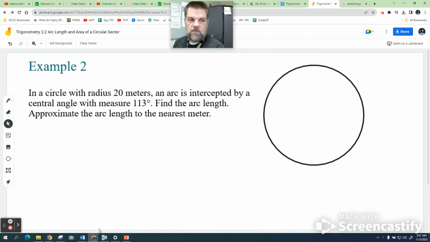All right, so it says in a circle with a radius of 20 meters, the arc is intercepted by a central angle of 113 degrees. So let's label some of this stuff.